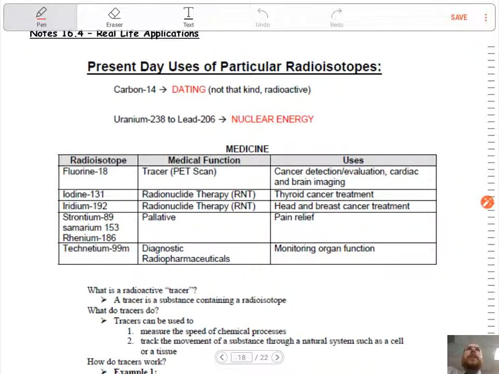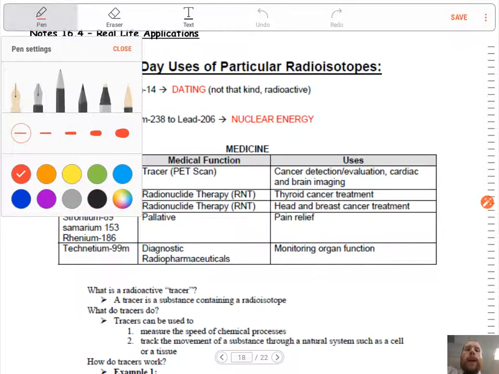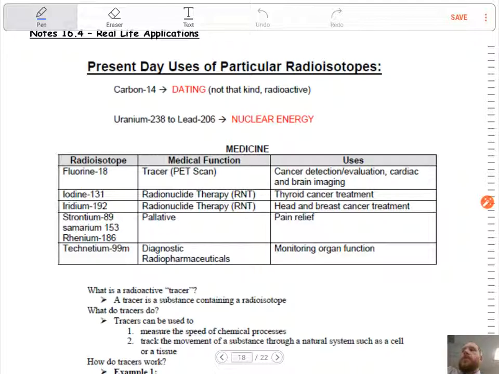There's a few particular questions that the Regents is going to ask you about, so just be aware of these few isotopes I'm going to point out. You can read through all this stuff on your own time. I realize probably everybody won't, and that's fine, but just make sure you're aware of the few isotopes that I'm going to point out, because these are the ones that you will see or could potentially see. I have seen on old Regents exams. So, present day uses of particular radioisotopes.